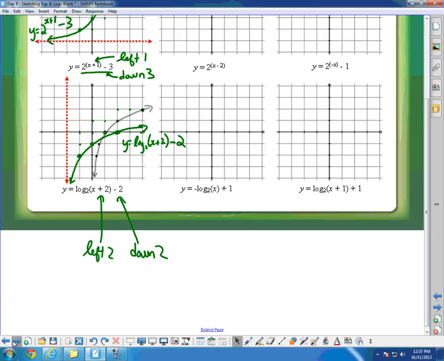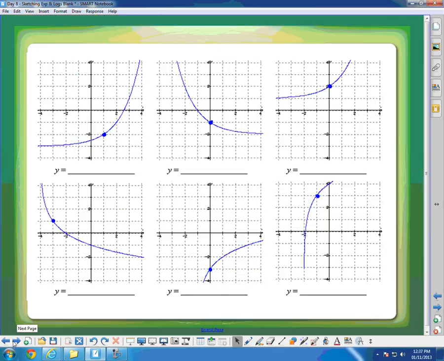Now I'm going to talk about how I get these ones. Again, if you want to pause the video, you can and try them and come back, or we'll just go on. You should know that all of these ones are exponential graphs.